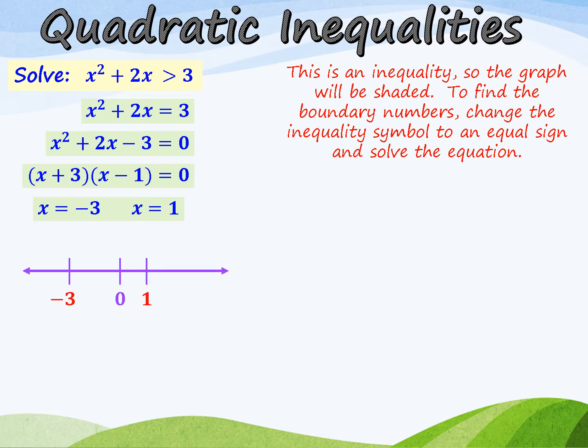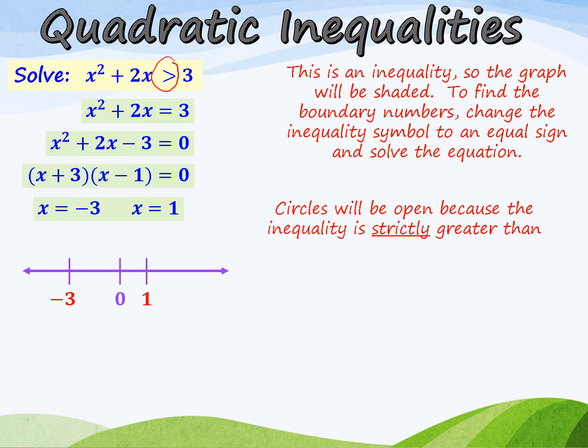So I put those numbers on my number line. Now I have to decide, are my boundary points going to be open or closed circles? Well, since my inequality is strictly greater than, meaning there's no or equal to, they're going to be open. And that would be the case even if they were strictly less than. So if there's not a greater than or equal to or less than or equal to, your circles are going to be open.